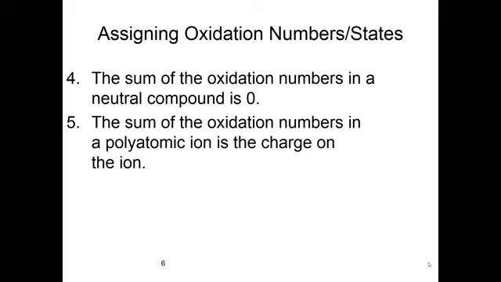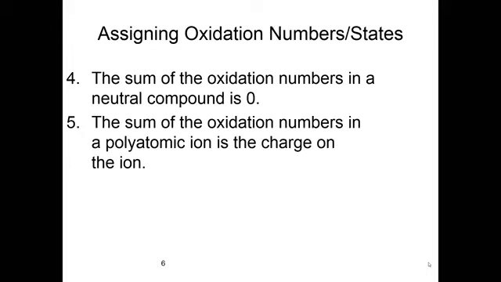Rule 4 says that the sum of the oxidation numbers or states in a neutral compound has to add up to 0. And Rule 5 says the sum of the oxidation numbers in a polyatomic ion is equal to the charge on that ion.